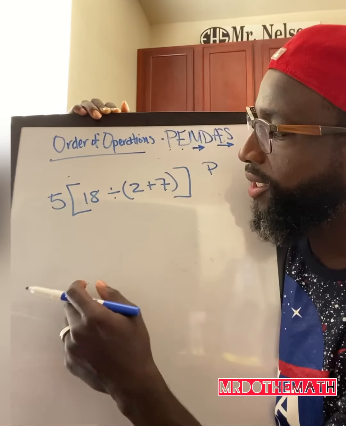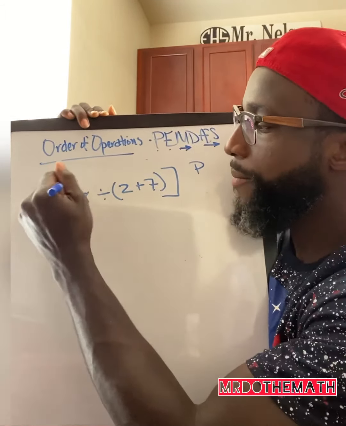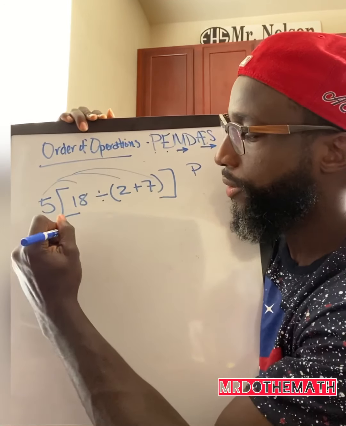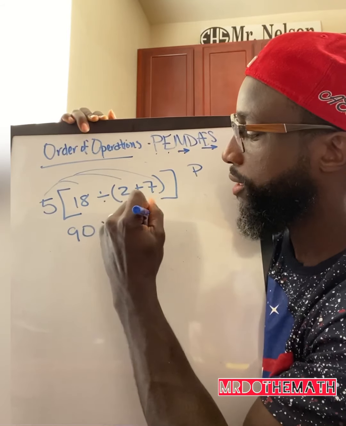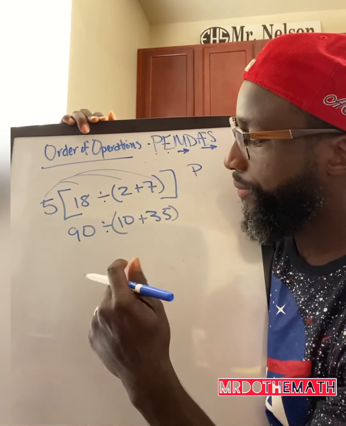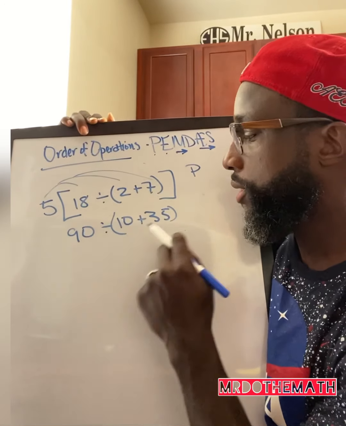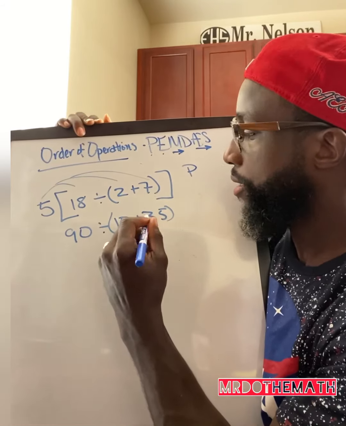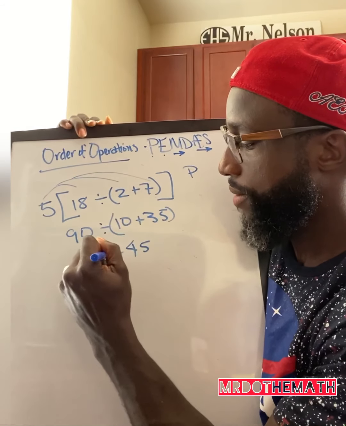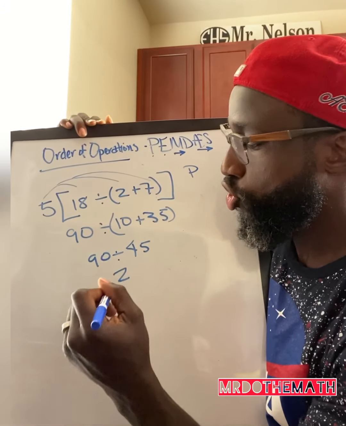If you just looked at this and were like, oh, I'm gonna just multiply 5 through everything, you'll be like, all right, bop, right? So you're gonna get 90 divided by 10 plus 35, right? Then from here, you'll be like, oh, here goes some parentheses. Let me work these parentheses out. That's going to give you 45. And then divide that by 90. You're going to get 2.